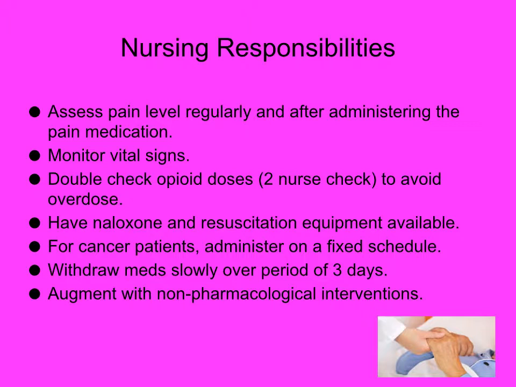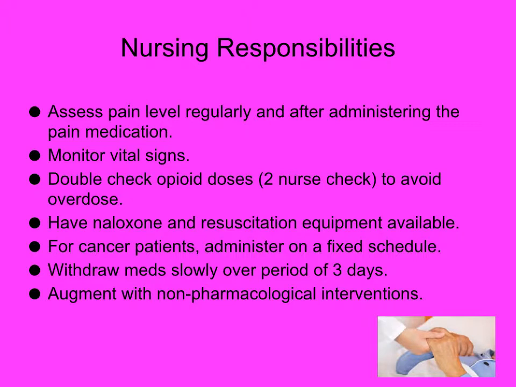You want to monitor the patient's vital signs because those are affected. You want to double check the opiate doses, with a second nurse check, to avoid an overdose. Double check if they have a PCA pump, and if you're changing the settings, do it with 2 nurses as well. Have naloxone and resuscitation equipment available if they have respiratory depression.